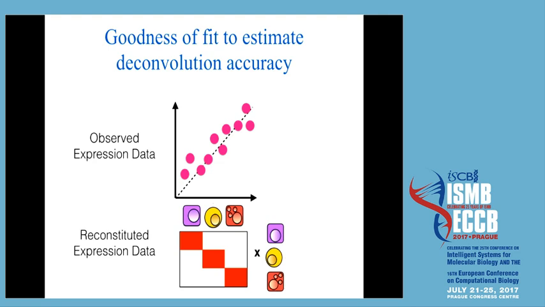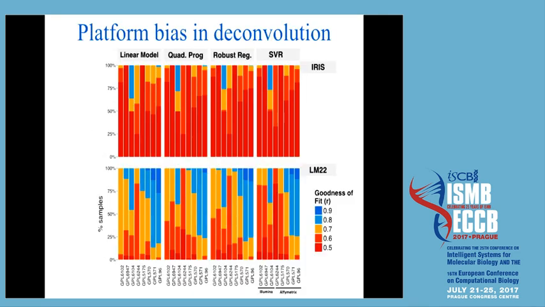So this is the summary of our results. As you can see here, these stacked bar plots are organized based on algorithm and basis matrix. Each column in the bar plot represents all the samples that belong to a particular platform, and the colors indicate how accurate the deconvolution was. Two things that I'd like to point your attention to.